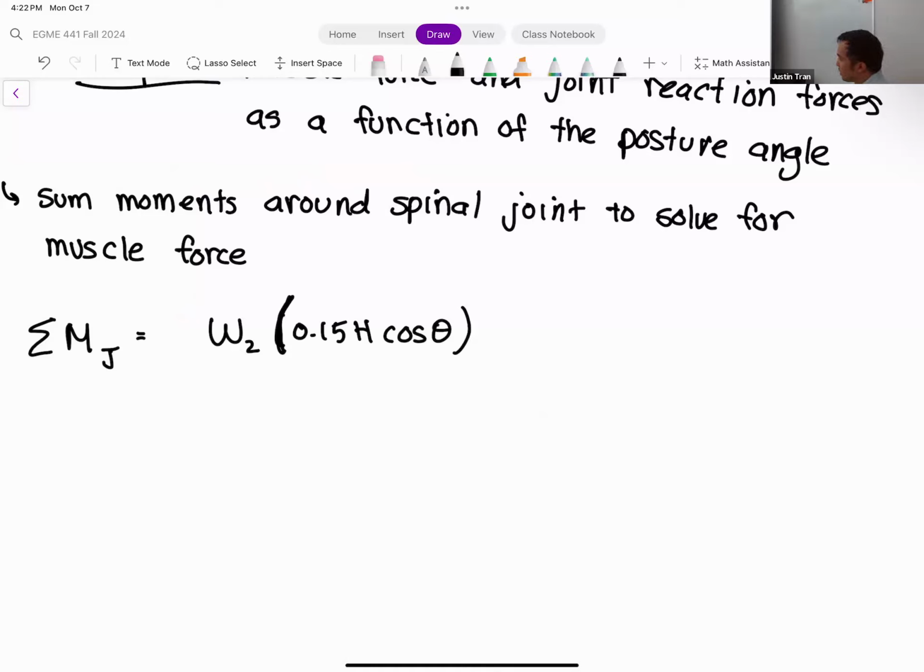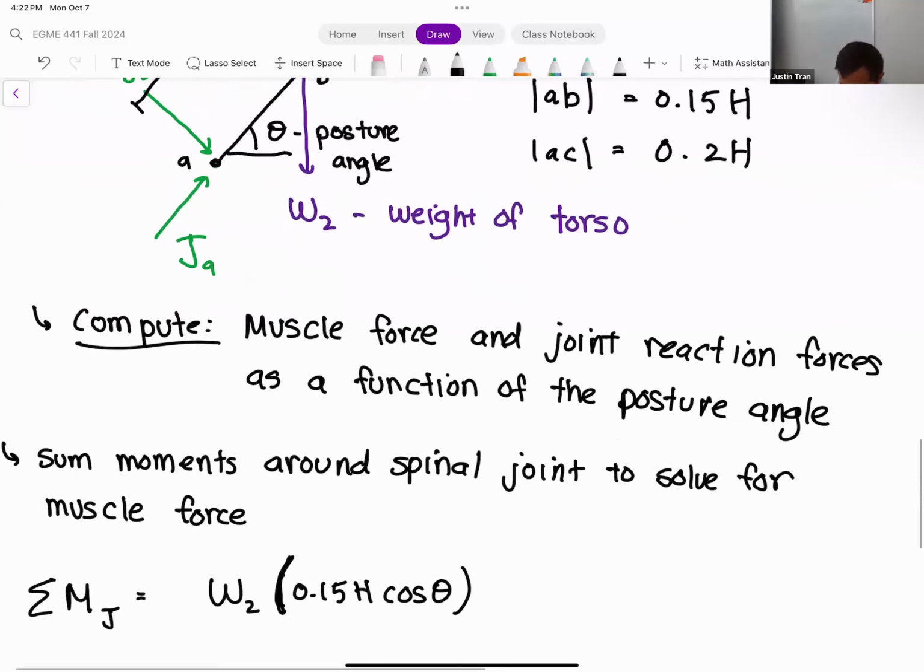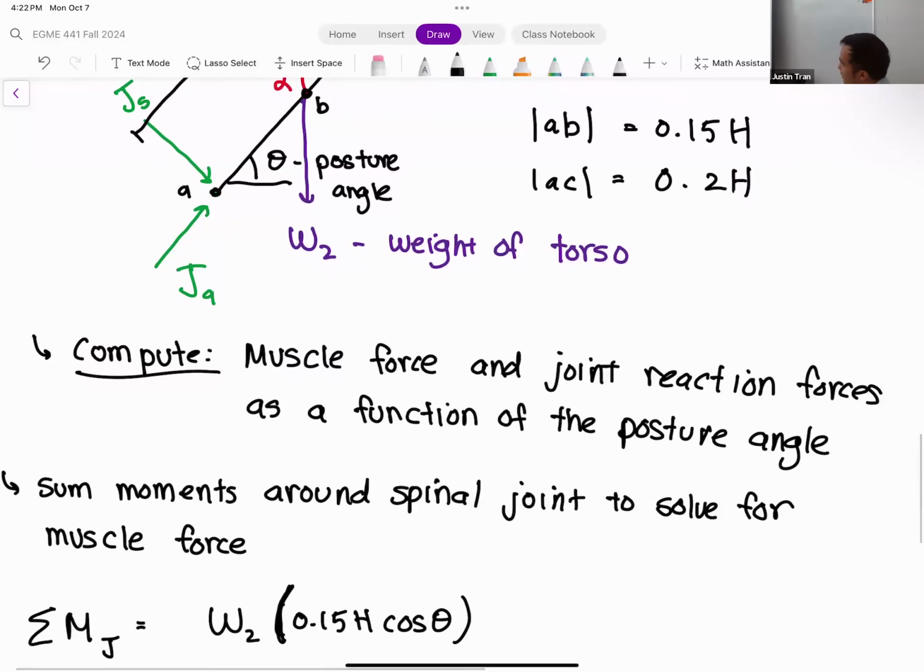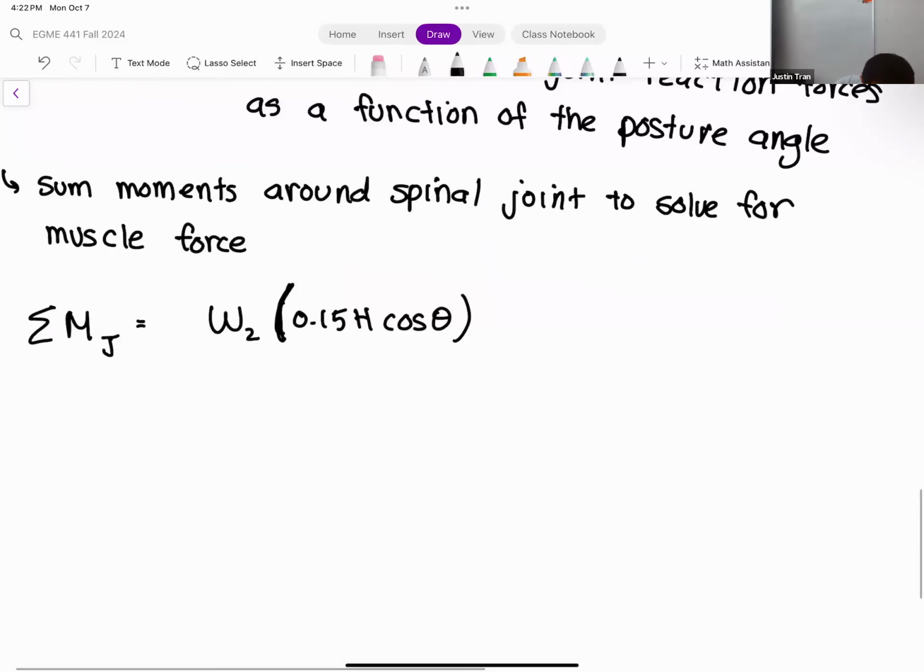And now we need the sign. So W2, if we follow it around the joint here, we can see it produces a clockwise moment. And so we need a negative W2. Okay. Our moment from W1 is going to look very similar. The only difference is it's going to be a larger distance. So we have a minus W1 multiplied by 0.3 H cosine of theta.